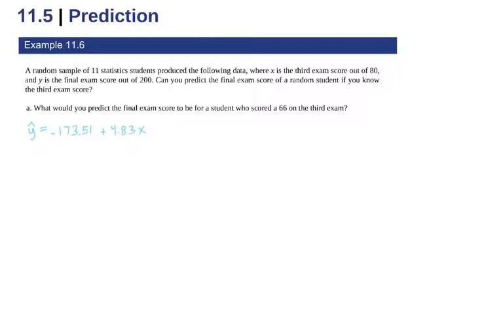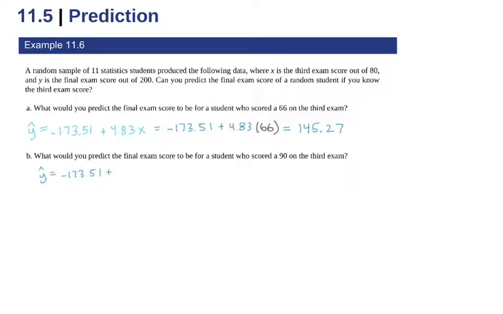And we would like to predict the final exam score of a student who has a 66 on the third exam. So this is going to be very similar to what we did in an algebra class. We're going to just plug in 66 in for x, and we're going to get 145.27. And so that's going to give us a prediction of what we would anticipate someone with that score would get.